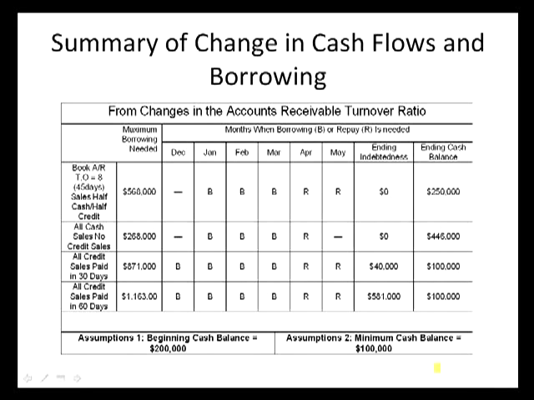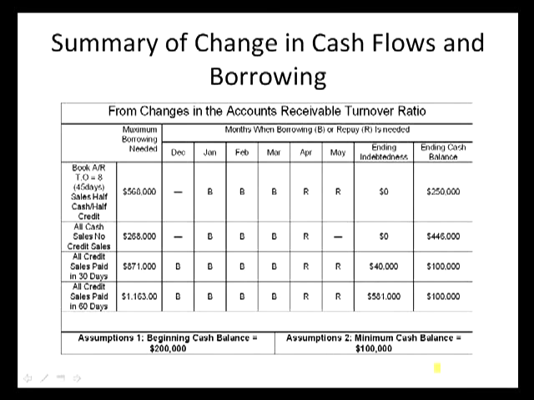The results of these changes are summarized in the table you see here. Now, the base case is the situation from the textbook that you find in Figure 14.4, 14.5, and 14.6. We will compare this base case, where 50% of our sales are for cash and 50% are for credit, to when all sales are for cash, no credit sales, and when all sales are on credit, with customers paying in either 60 or 30 days.